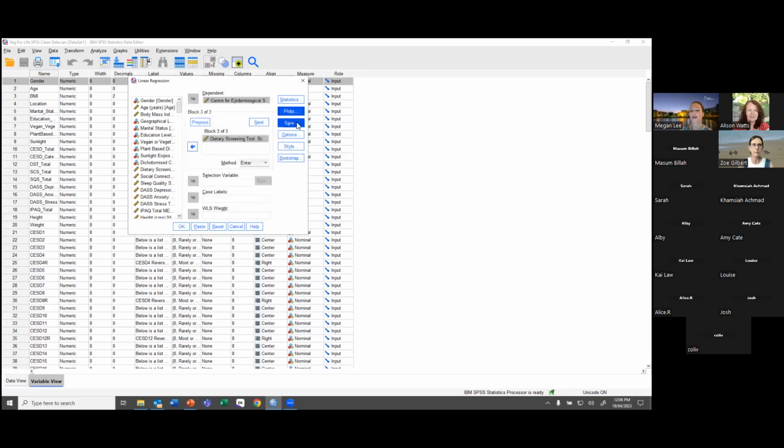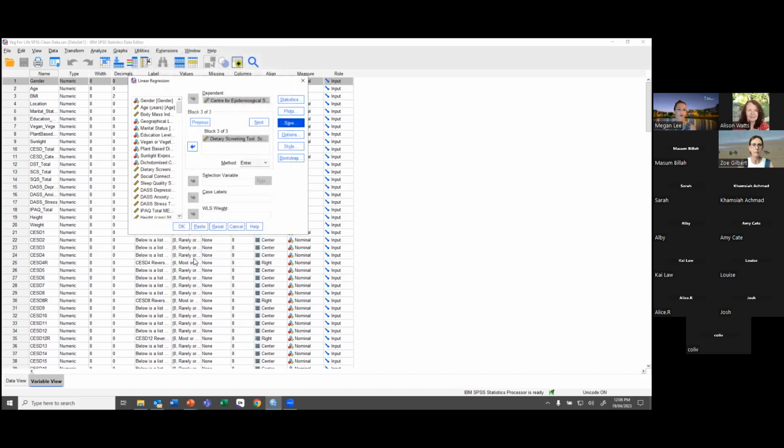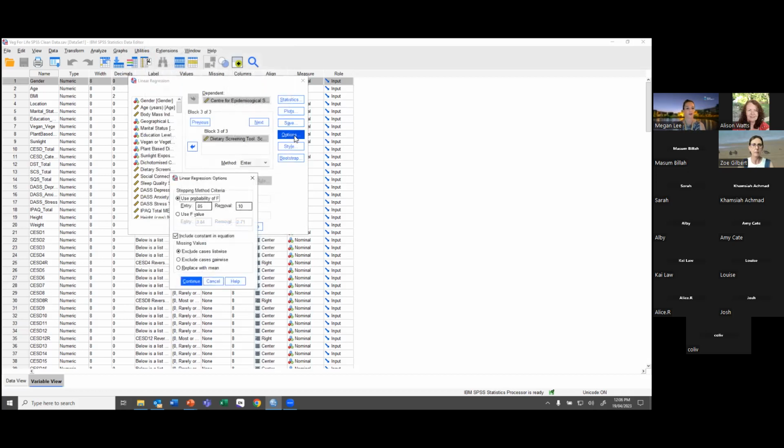Continue. Then we go to save, and we can save our standardized residuals. So that's going to tell us if we've got outliers as well that are too extreme. You can look at Cooks and Mahalanobis. They're also measures of whether or not we've got too many outliers, and you just use them all together to make your decisions. I think that's all. Yeah, I think that's it.